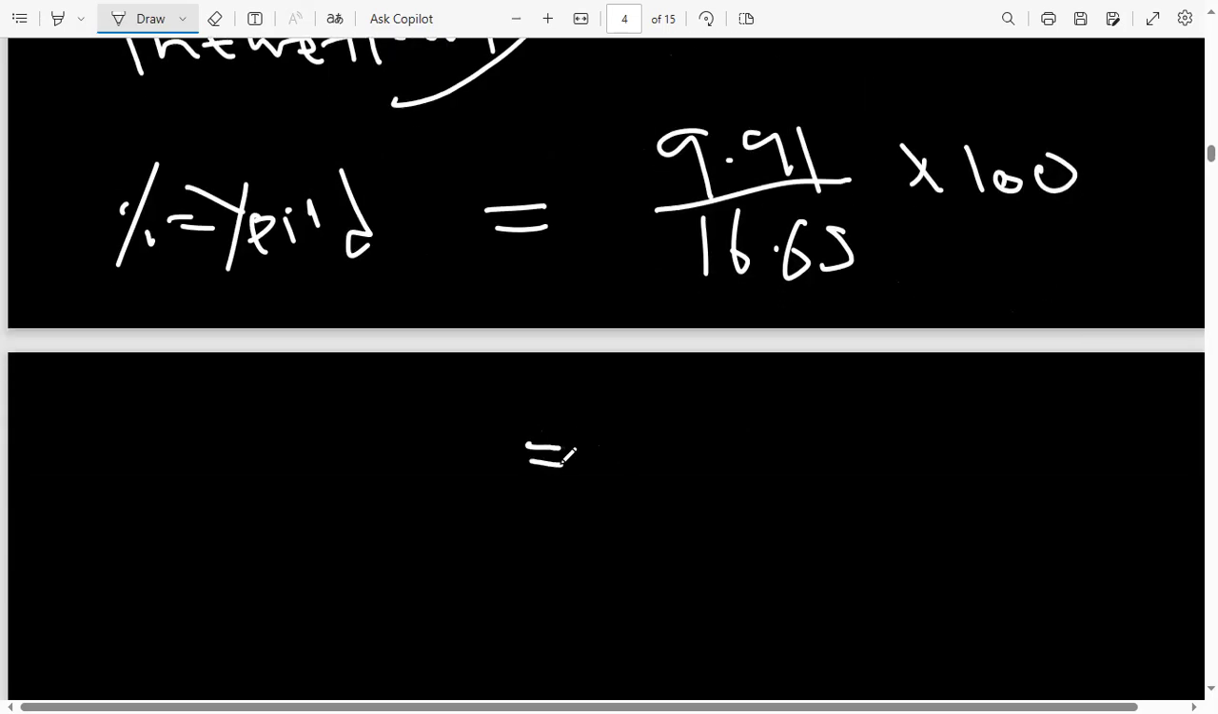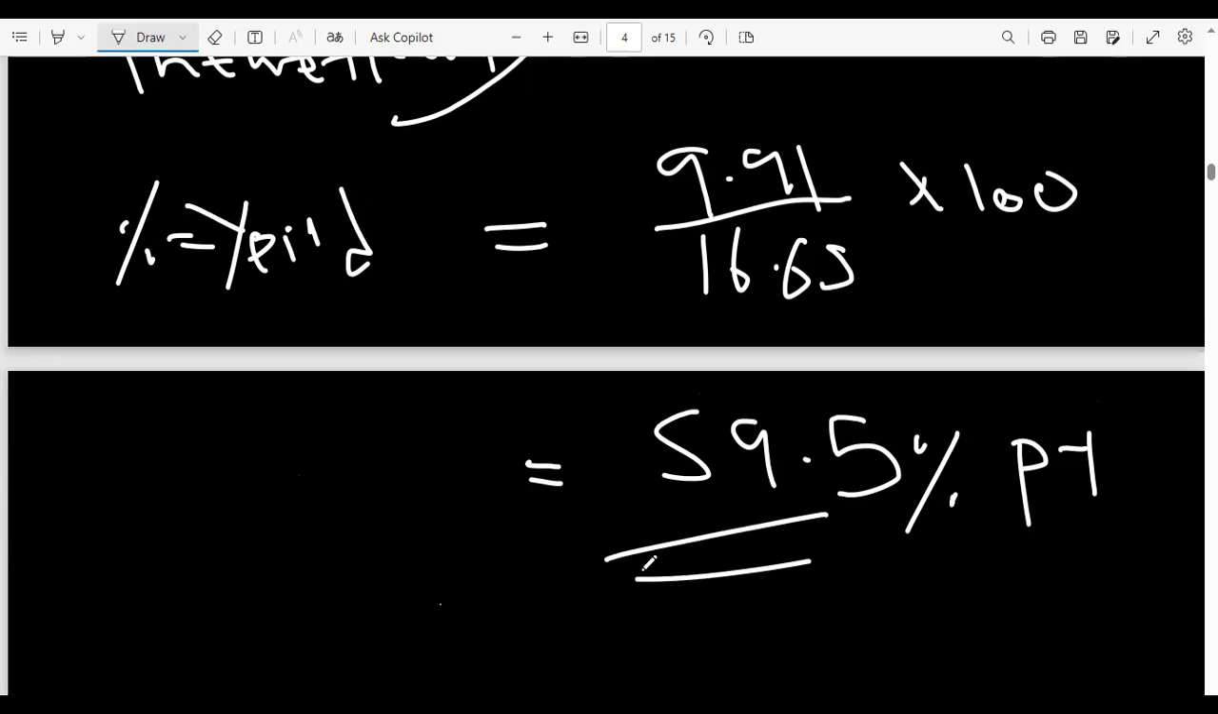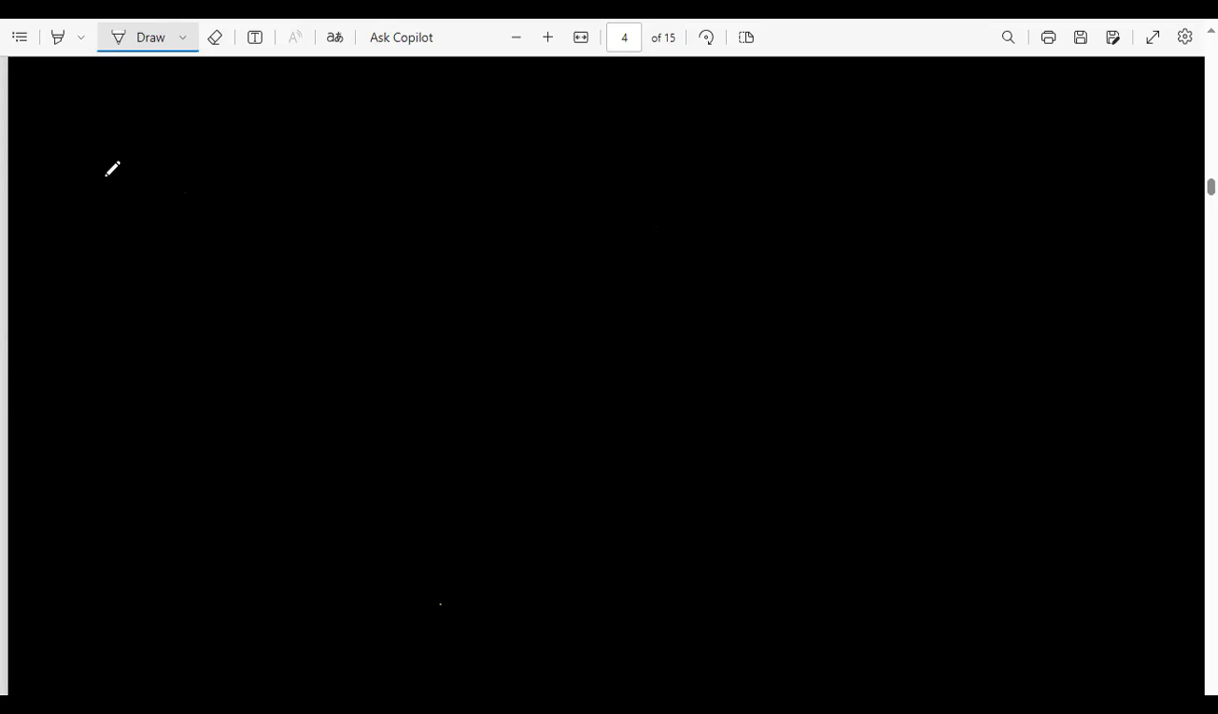So what are we going to get as our percentage yield? Okay, so punch on your calculators. Okay, so I'm getting 59 point, let me just round it off to one decimal place, 59.5%. So this here is my percentage yield. Good. Okay, so any questions there, guys? Okay, no questions. All right, so now let's look at question 16.